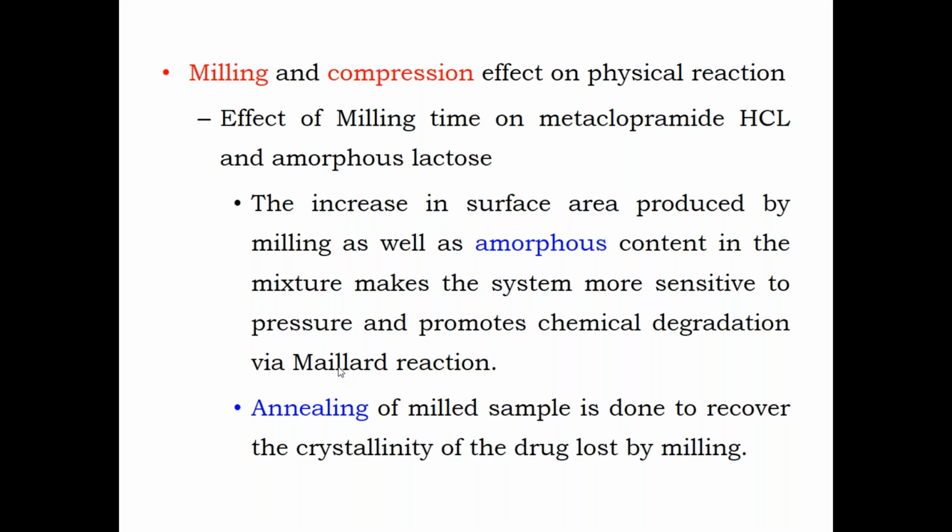So what they did was annealing of the milled sample to recover the crystallinity of the drug lost by milling. This annealing is a process they have done for the sample to avoid this kind of interaction. This is what happens when you know that the interaction is happening, but you want to use that excipient, and you don't have a choice. Then I need to find an alternative. The alternative may be to replace it with a compatible excipient. Okay, fine. But I don't have a suitable alternative.